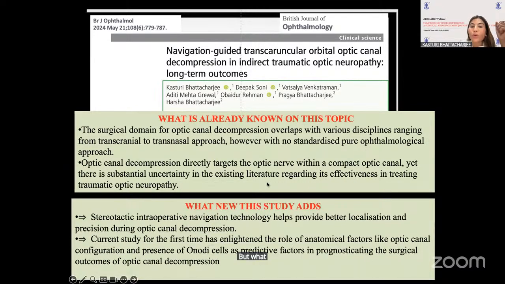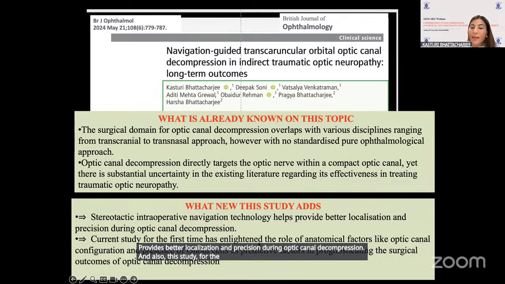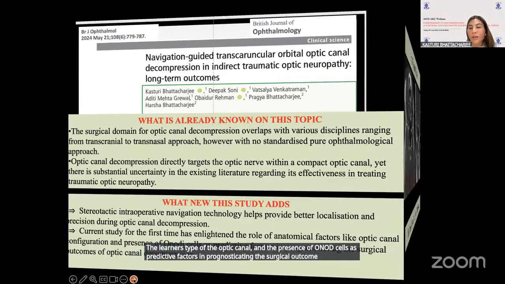But what is new is that this study has shown that the navigation system provides better localization and precision during an optic canal decompression. And also this study for the first time has enlightened the role of anatomical factors like optic canal configuration, especially the Delano type of the optic canal, and the presence of ONOD cells as predictive factors in prognosticating the surgical outcome of the optic canal decompression.